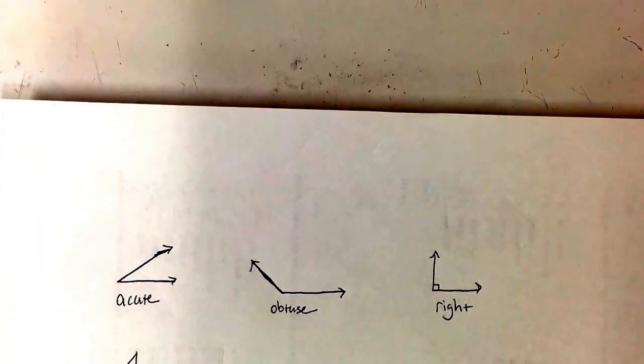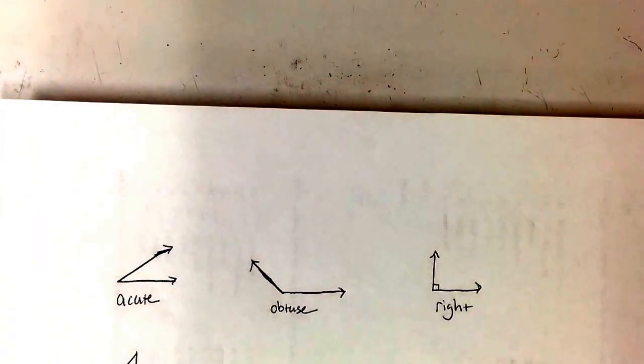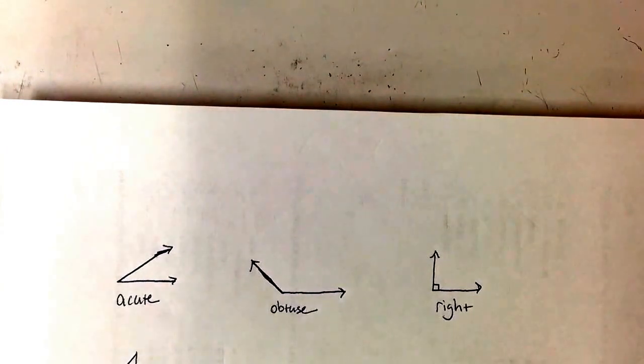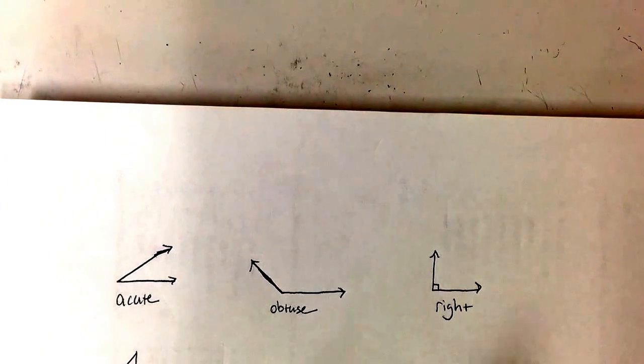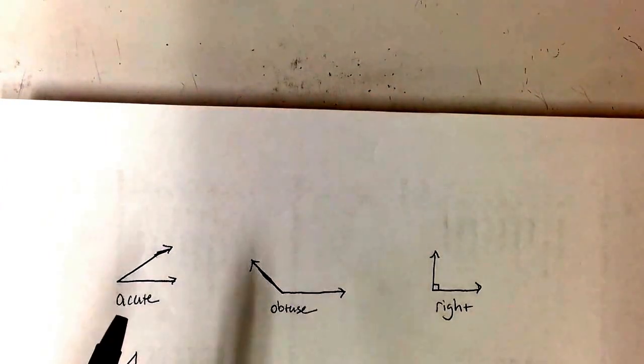This is lesson 7-4, classifying triangles and quadrilaterals. Quick review of the different types of angles we may be looking at today. Right, obtuse, and acute angles.